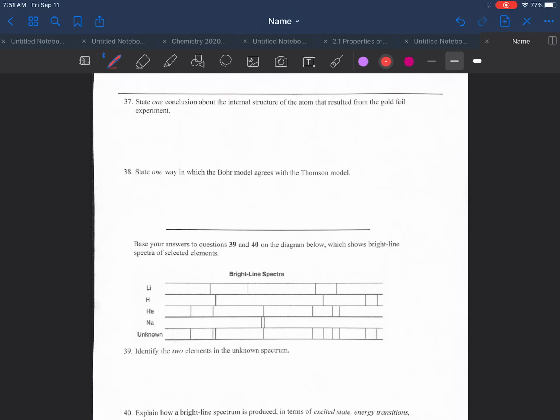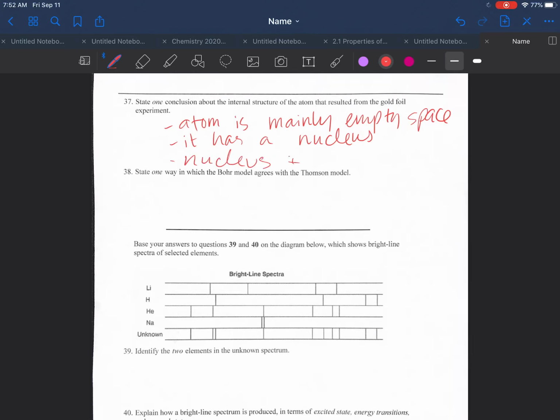And then now it's asking, state one conclusion about the internal structure of an atom that resulted from the gold foil experiment. So there's a few different things that came out of this. For example, atoms are mainly empty space. Or it has a nucleus. Or maybe that the nucleus is positive and dense. So lots of different options I would have accepted there.